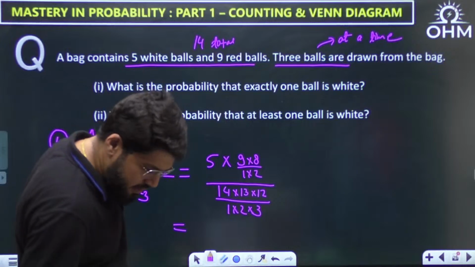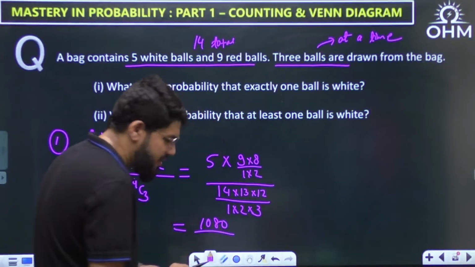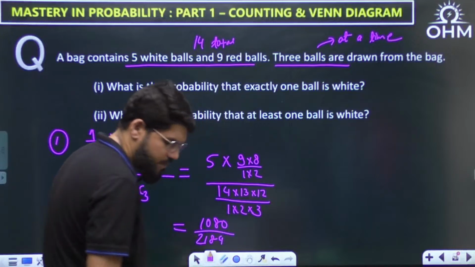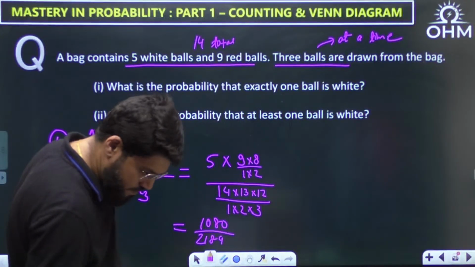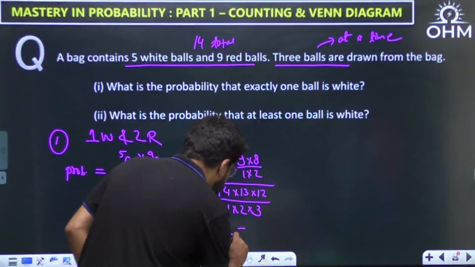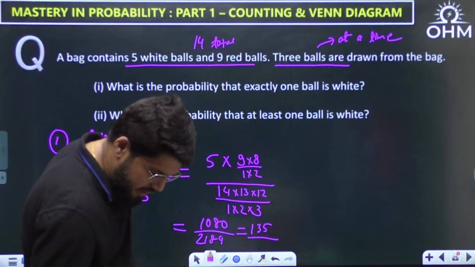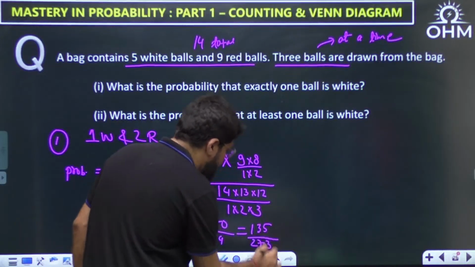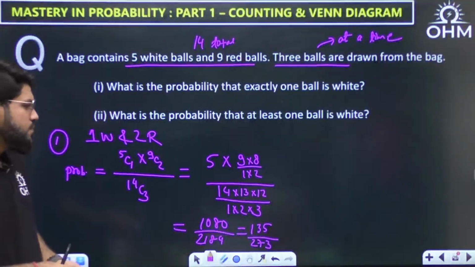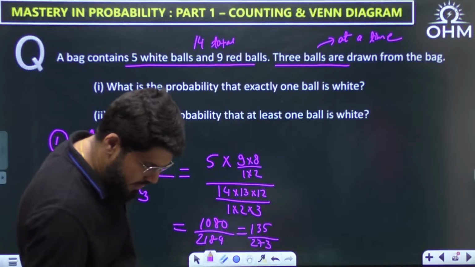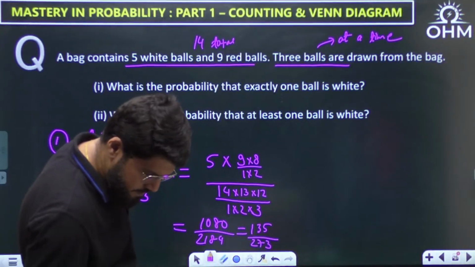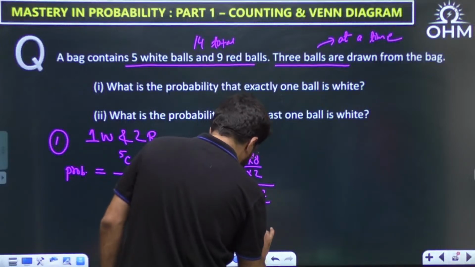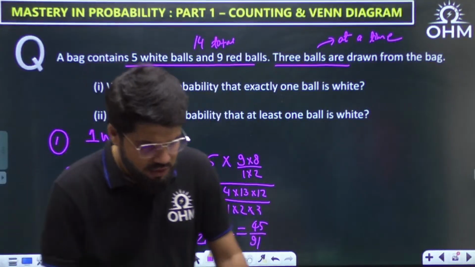Let me multiply the numbers. This is 1080, divided by 14 into 13 into 12, which is 2184. The simplified form can be 135 over 273, dividing by 8. Further divisible by 3, we get 45 by 91. So the final answer is 45 by 91. That is a simplification you can do later also.